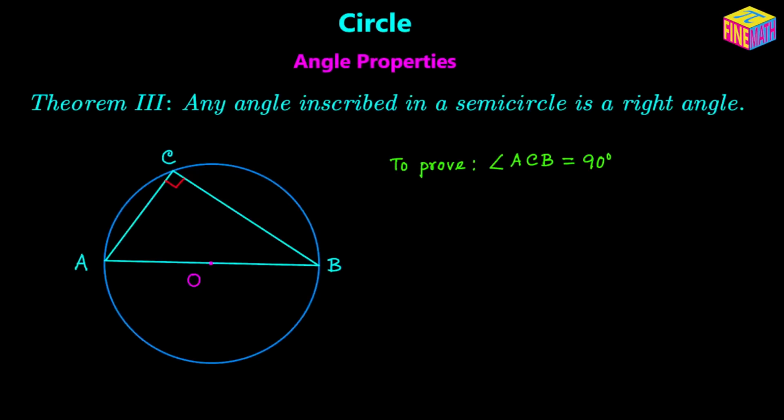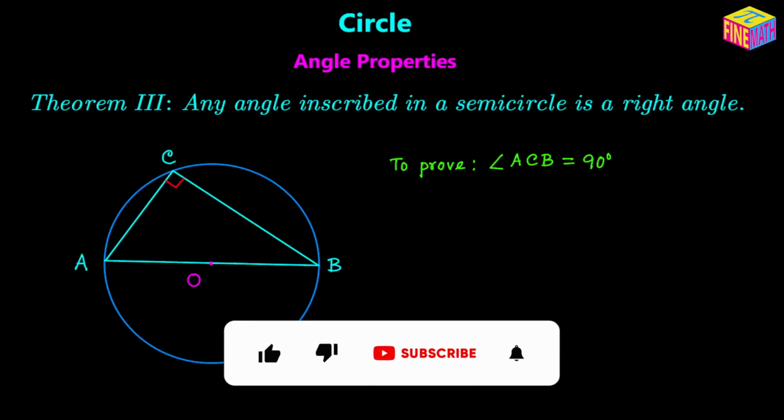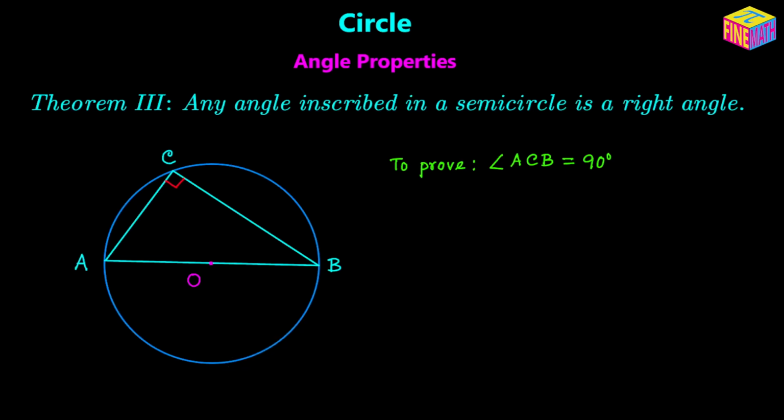Hi everyone, in this video we are going to discuss the third theorem from geometry of circles. The theorem says any angle inscribed in a semicircle is a right angle. As you can see in the diagram, if we have a circle like this and AB is the diameter, then of course the upper part can be considered a semicircle, and there we have an inscribed angle at the point C, and we have to prove that that angle is actually 90 degrees.